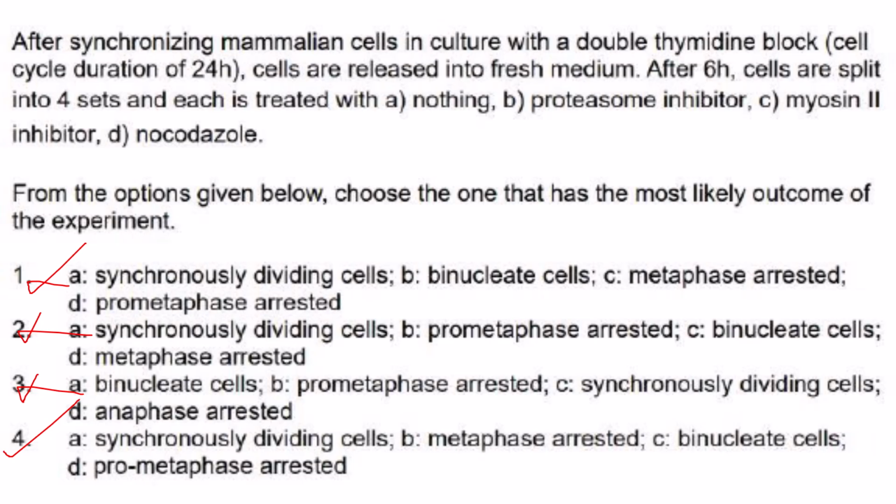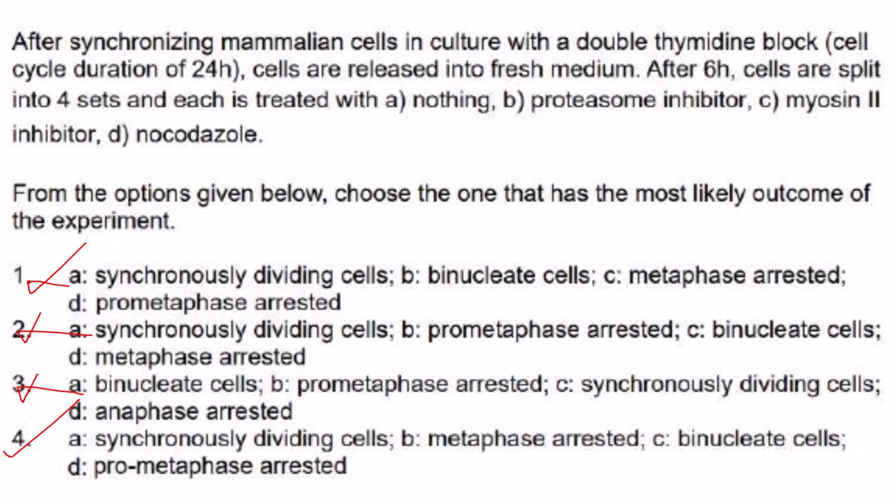Now next one, myosin 2 inhibitor. Now in mammalian cell division, myosin 2 is involved in cytokinesis. That is in the formation of a contractile ring that drives the cleavage. And the contractile ring is composed of actin and the myosin 2 protein. So if myosin 2 is inhibited, it means cytokinesis will be prevented and you will get binucleate cells, that is those cells which have completed mitosis but fail to divide because cytokinesis is not taking place. So you will get binucleate cells.